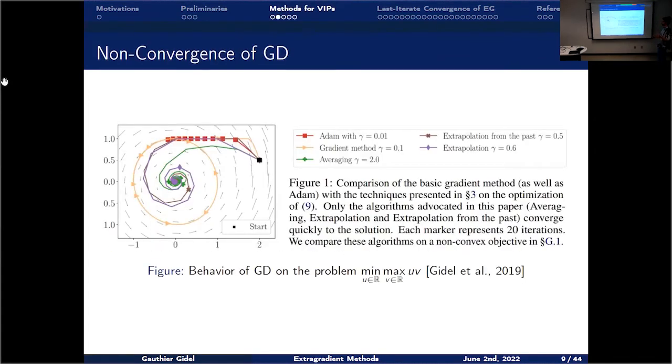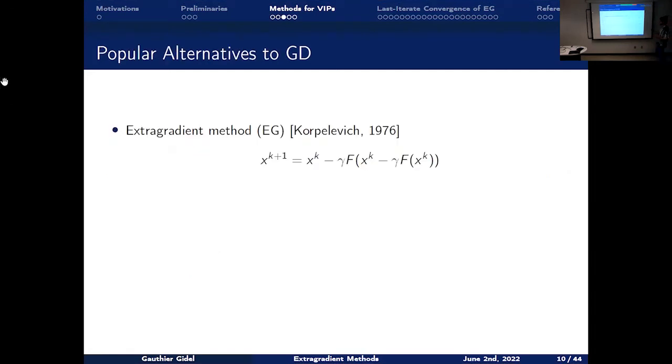And you're screwed because you have your optimum, you follow the vector field, you follow the tangent direction, and you rotate around without converging. Actually, you slightly diverge. In yellow, you have the gradient method, and you see that it turns around the optimum without ever converging.